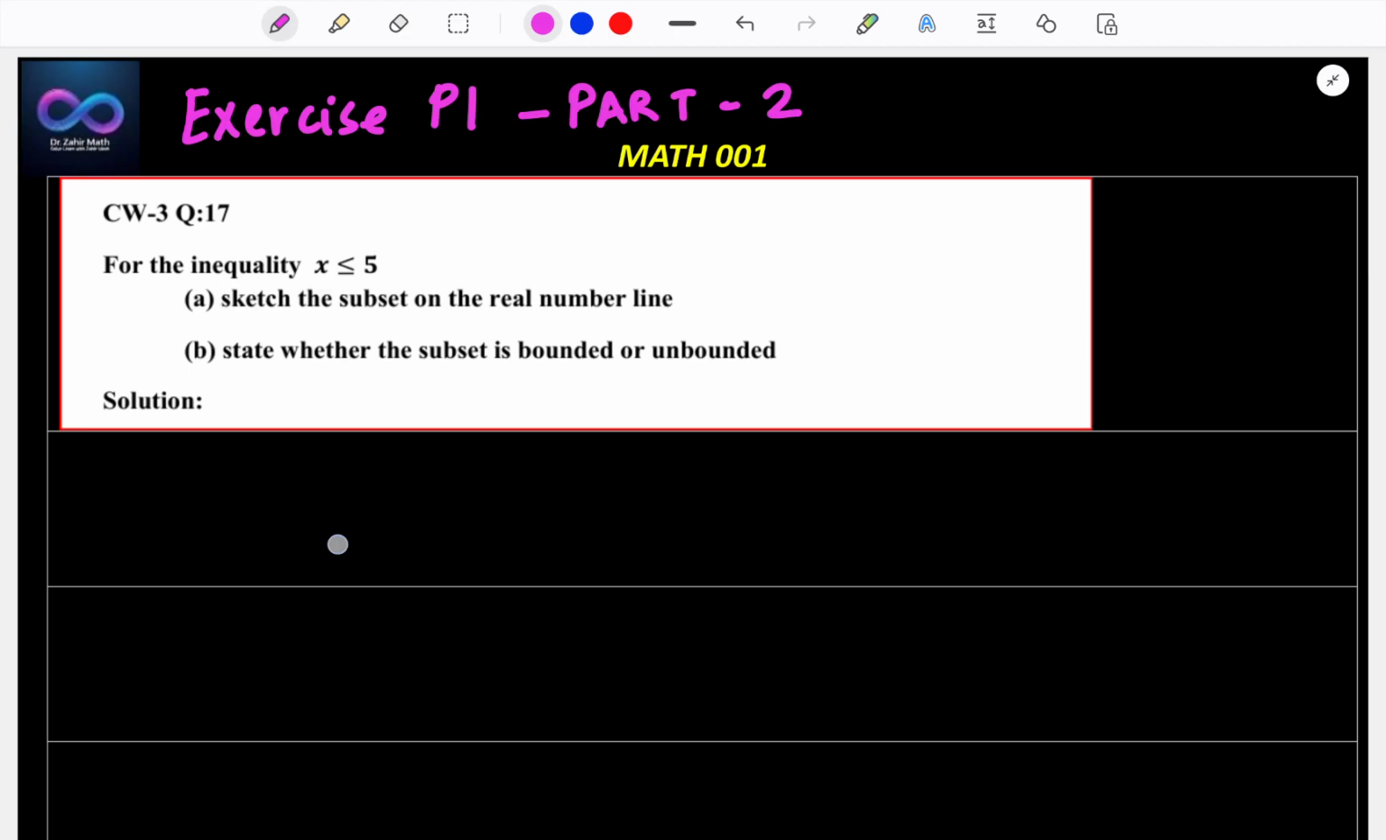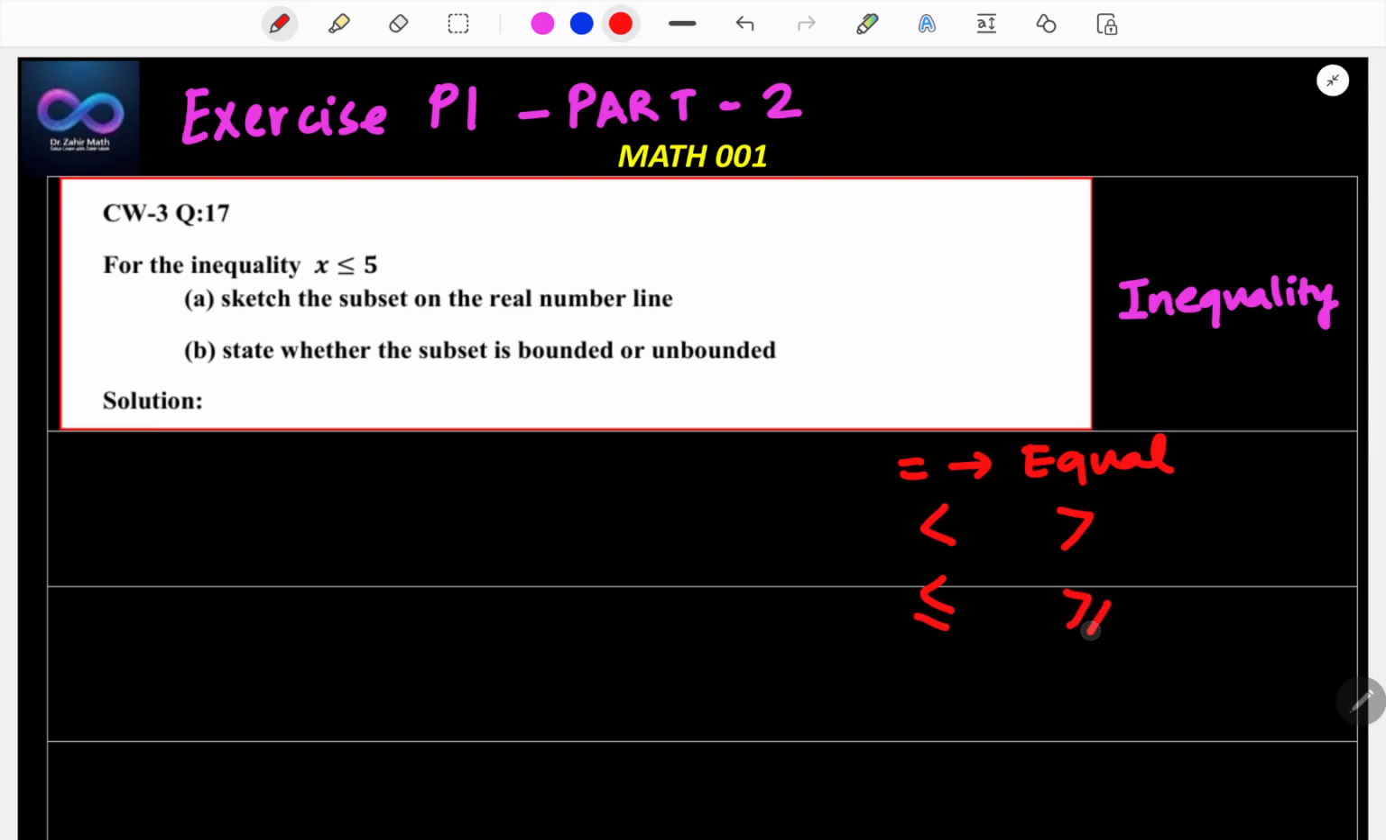Let's begin. Let's read this question. For the inequality x less than or equal to 5. The first word I'm going to explain is inequality. You know equal, right? This is called equal. Inequalities means less than, more than, less than or equal to, more than or equal to. The actual word is greater than or equal to.